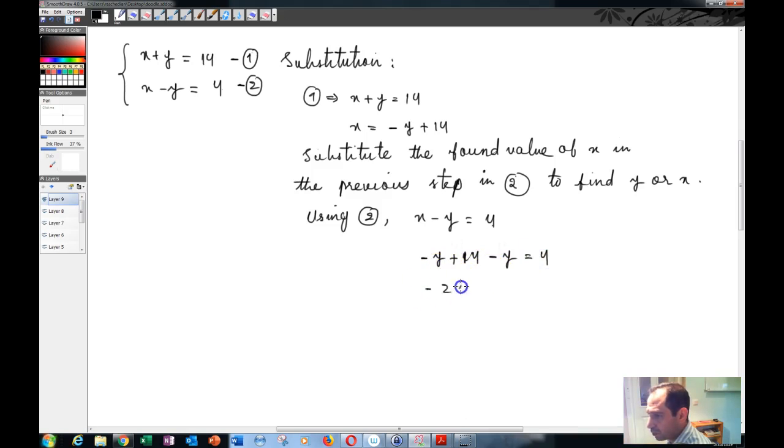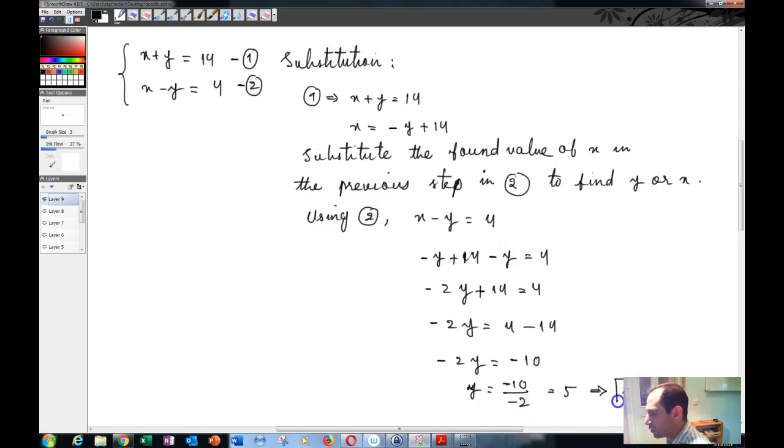So negative 2y plus 14 is equal to 4, and negative 2y is equal to 4 minus 14, that's equal to negative 10. So y is equal to negative 10 over negative 2, which is equal to 5. So the value of y is equal to 5 here.